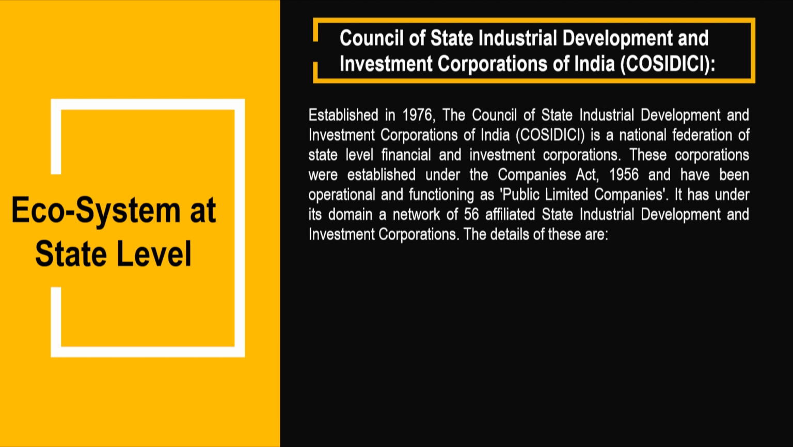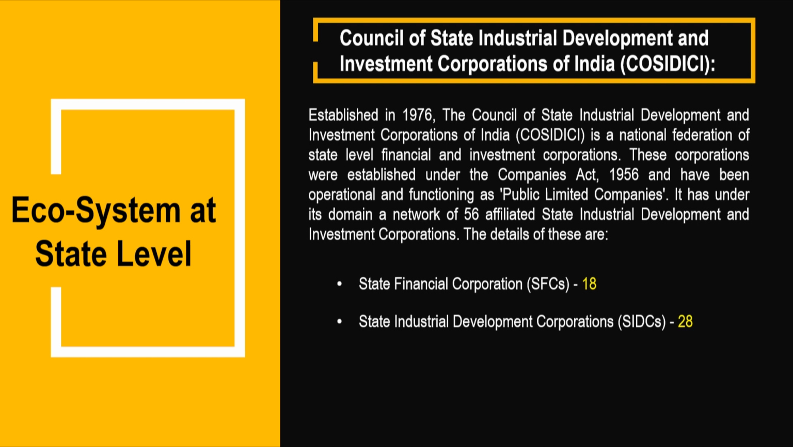These corporations are: the first one is known as the State Financial Corporations or SFCs, which are 18 in number, State Industrial Development Corporations also known as SIDCs, which are 28 in number, and State Industrial Infrastructure Development and Investment Corporations, which are total 10 in number.